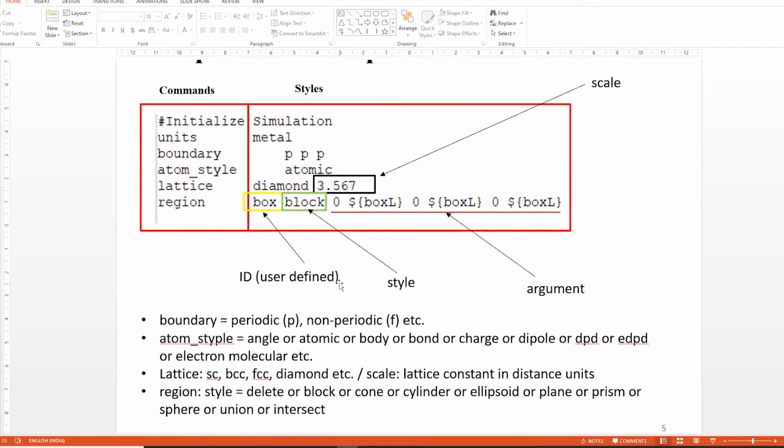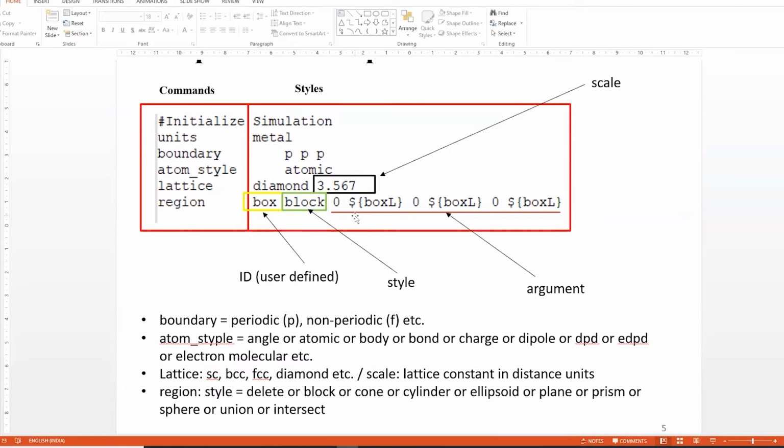So region here, this first is box, that is user defined. So you can give any name like box or cube. It depends on you. Then next is the green color box is block. That is the style. So that style you have to select from the lamps. There are different styles like delete, block, cone, depending on your geometry. Okay, cylinder, ellipsoidal, plane, prism. So there are different styles for the region. So I have taken as the block. Okay, and then you have to define the dimension of your block.